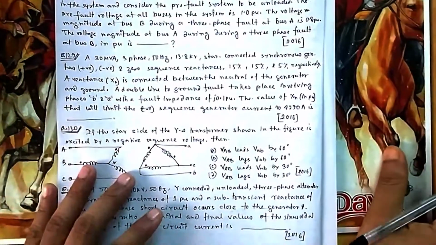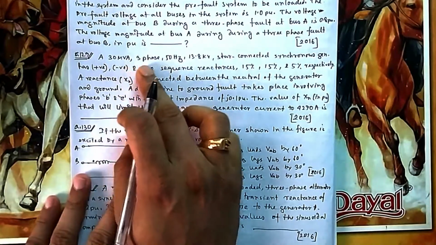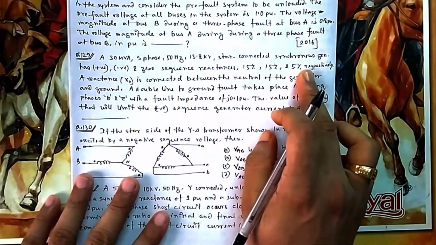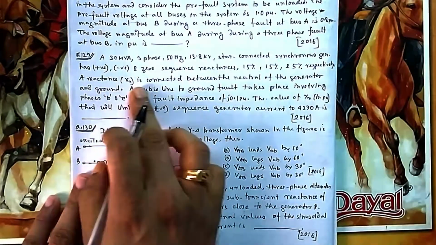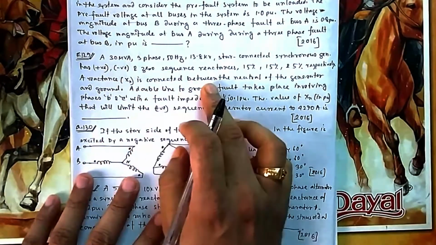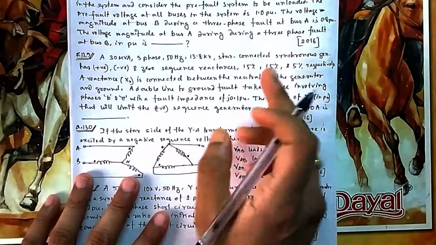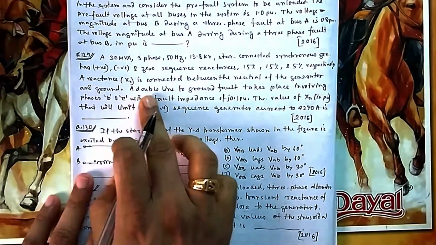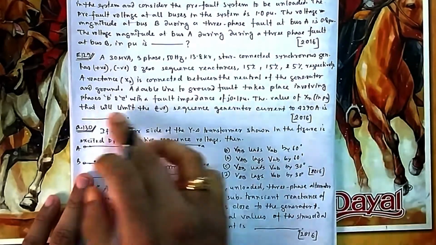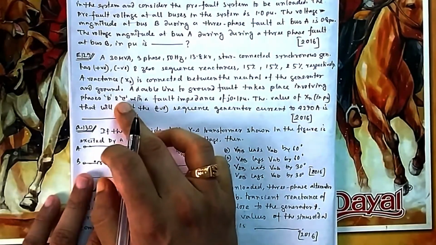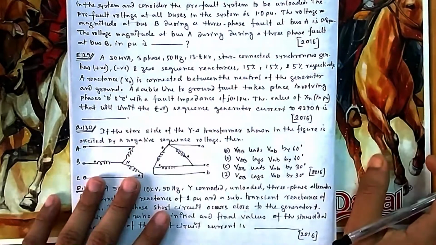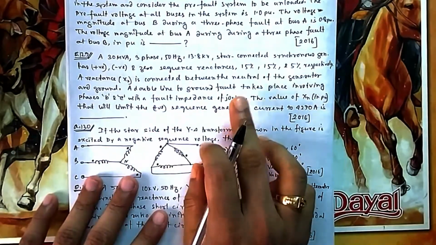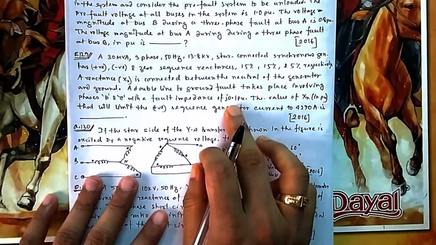If you come to 1.29, a 330 MVA, 3-phase, 50 Hz, 13.8 kV star connected synchronous generator has positive, negative and zero sequence reactances given. The reactance is connected between neutral and ground. Okay, there is an Xn, that means 3Xn will come. The generator is grounded, and at the generator terminals a double line to ground fault takes place involving B and C. B and C double line to ground, that is our standard unsymmetrical fault analysis. With a fault impedance ZF also given, that will also come as 3ZF.